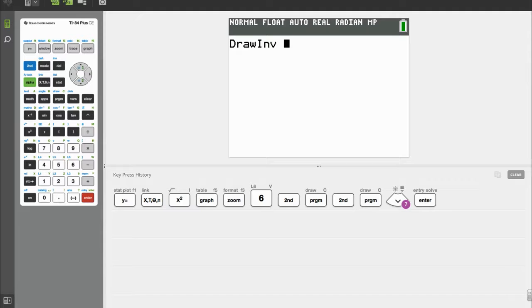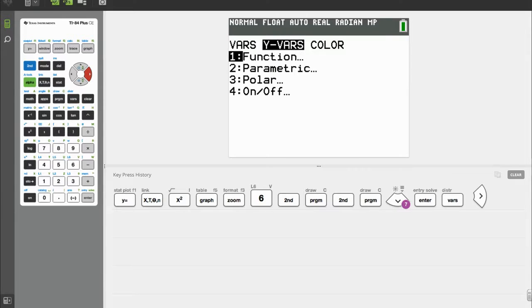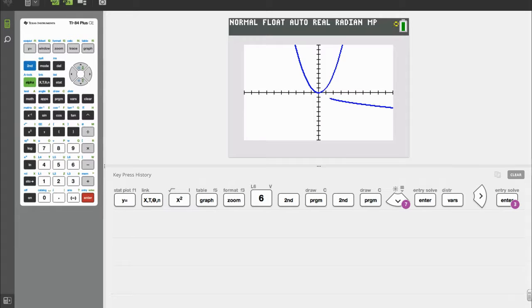And then we have to tell it, draw the inverse for what function? You need to tell the calculator, is it y sub 1? Is it y sub 2? So we're going to go to vars, and we're going to go to Y-vars. So we have to press that right arrow key to get to Y-vars. And we're going to select the first option, which is function. We're going to hit enter. And now we're all ready to go. We can hit enter, and it's going to draw the inverse. Now, that inverse is not a function, but it is an inverse.